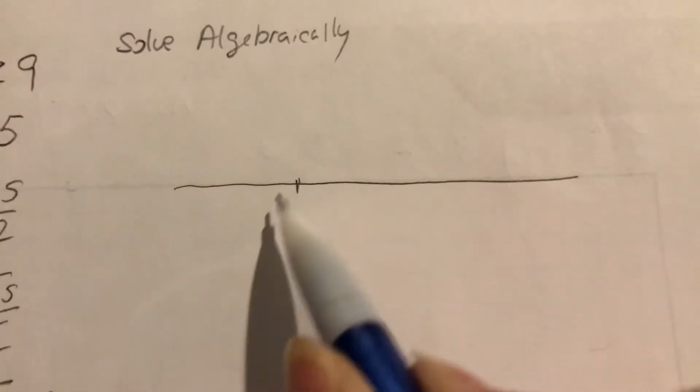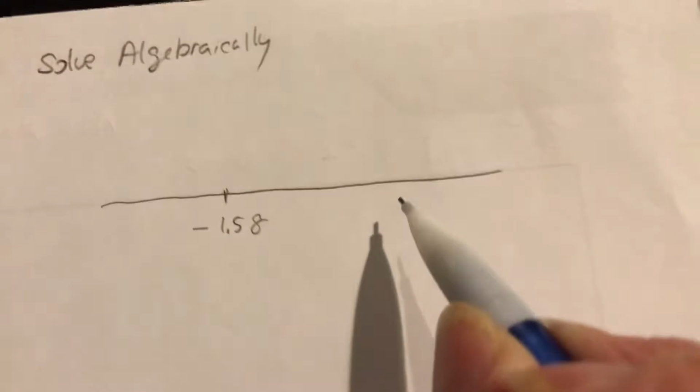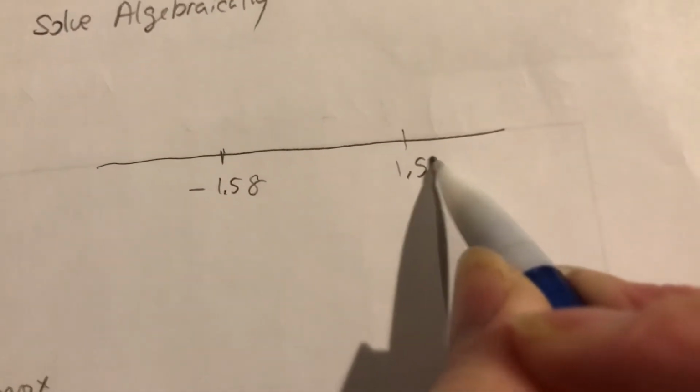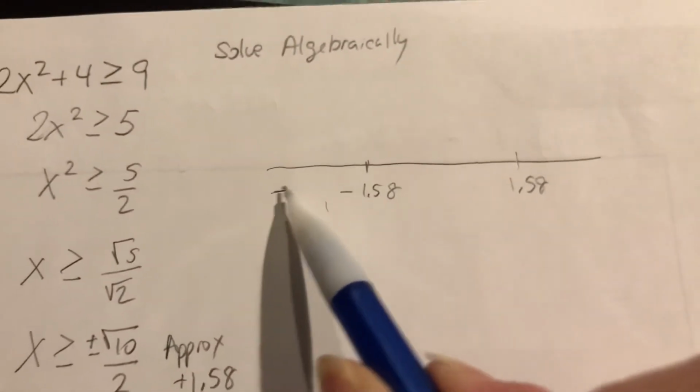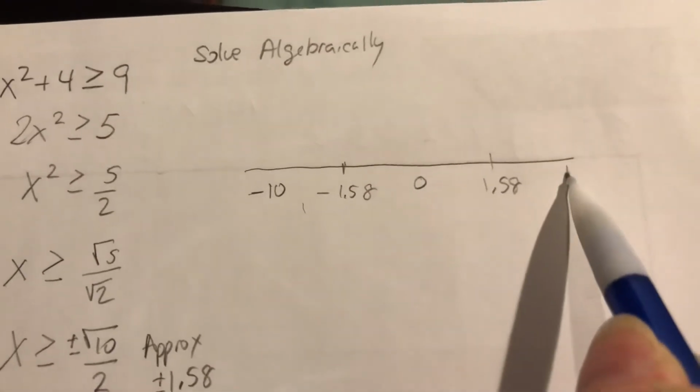So to solve this algebraically, what we're going to do is a quick little sketch of a number line here, and we'll put down our two answers. I'm going to use the decimal here. So negative 1.58 and then positive 1.58. Now we'll pick three values. I'm going to pick, let's see, negative 10, 0 is a nice one, and then we'll do positive 10 here.